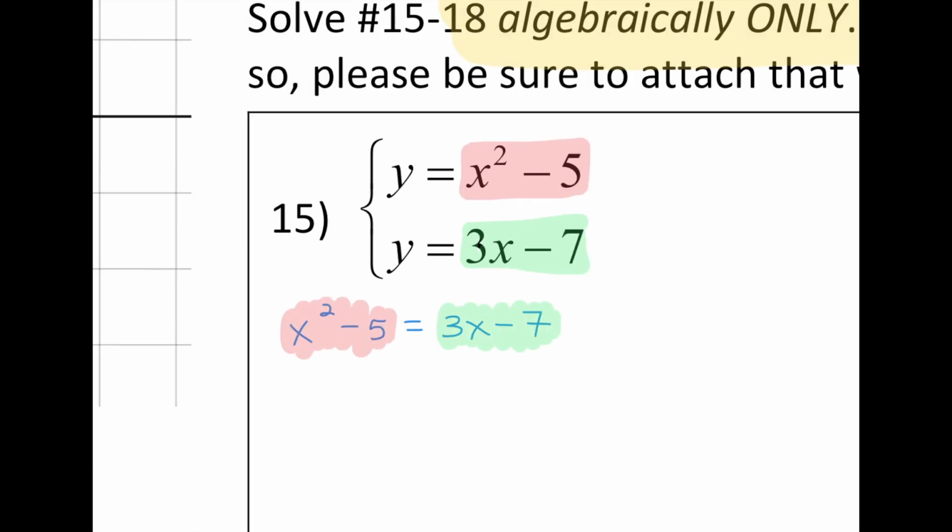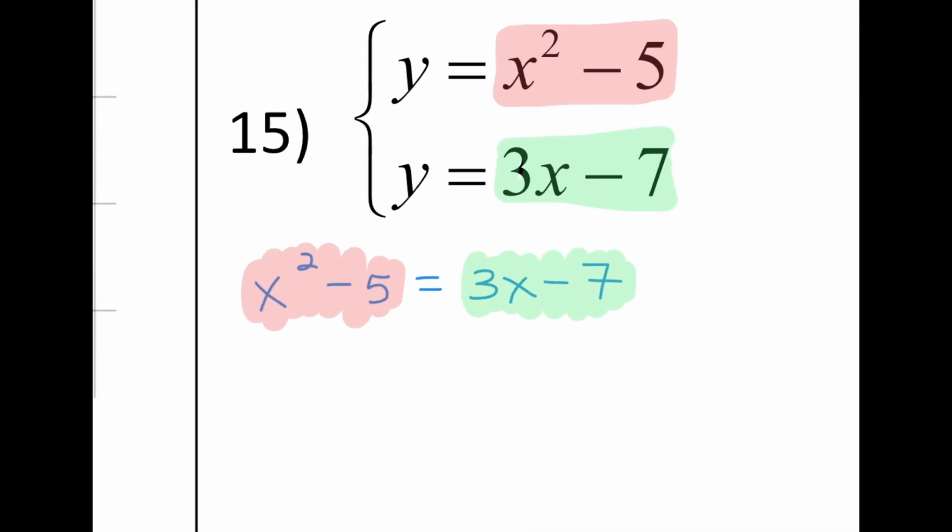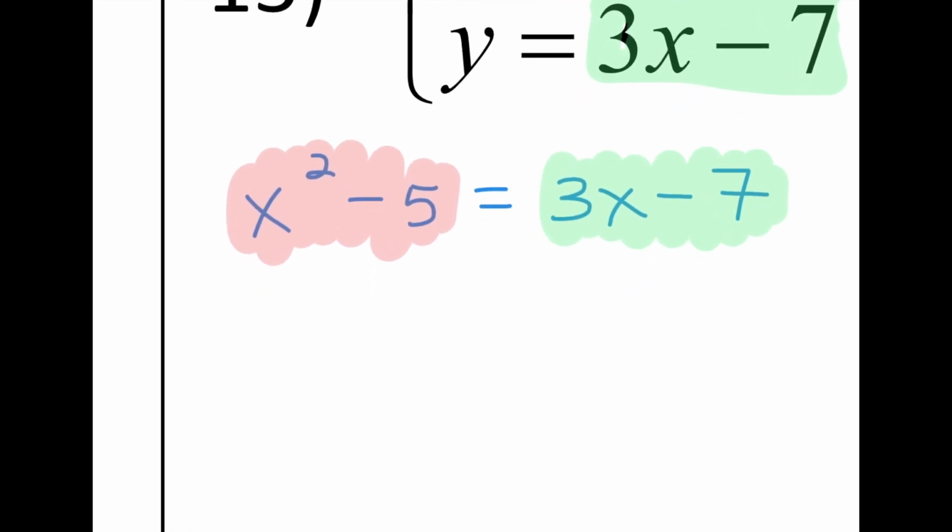Now notice that you have an equation that is just x's. And so you can solve this equation to get a value or 2 values for x. There might be 1 solution, there might be 2 solutions, but you'll get that value for x and then substitute that back into one of the equations to get your corresponding y values.